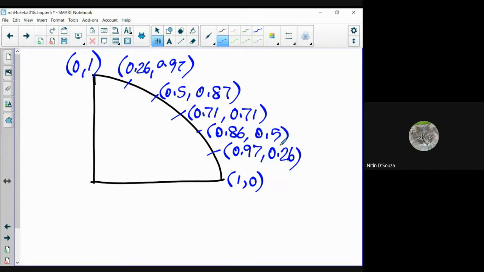So what's the pattern? At this point, I just want to clarify something. I don't expect you to memorize the entire unit circle. That's not the idea. The idea is you know these key points, and you use the symmetry of the different quadrants to find the missing ones, in combination with the CAST rule, which I'll try to teach you when we do equations. But look at the pattern. X is 0, 0.26, 0.5, 0.71, 0.86, 0.97, then 1. Y starts at 0, 0.26, 0.5, 0.71, 0.87, 0.97, 1.